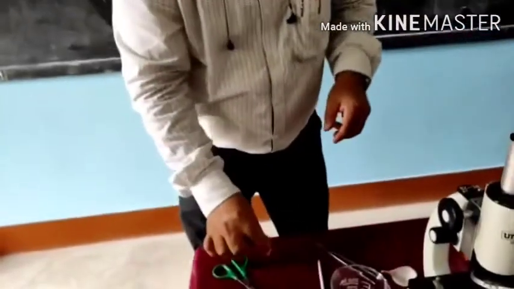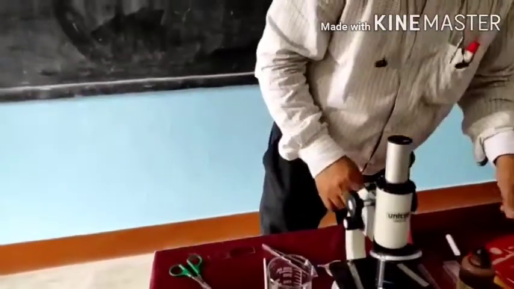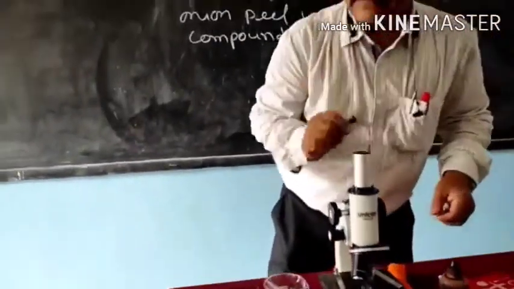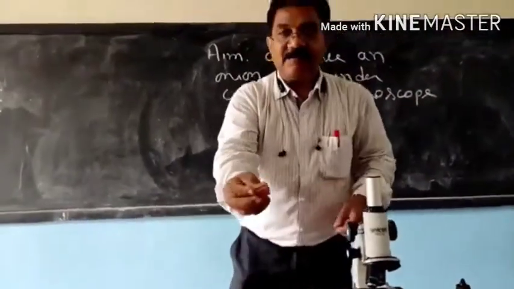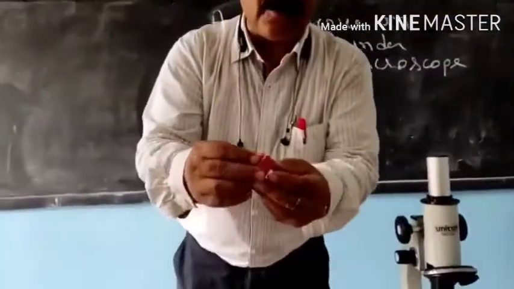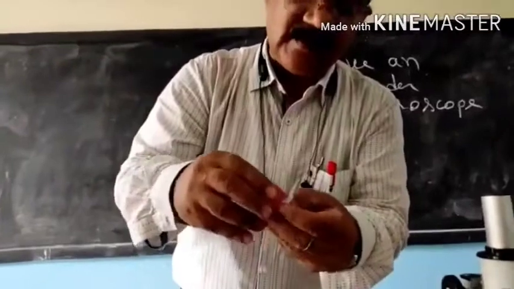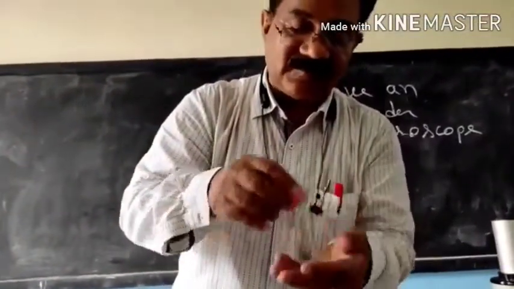Now next step, you will see I will take a cover slip. Here I have a box, this is the cover slip box, and I will open the cover slip box.